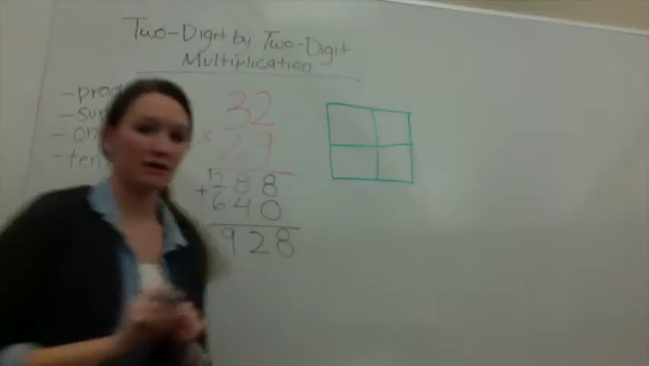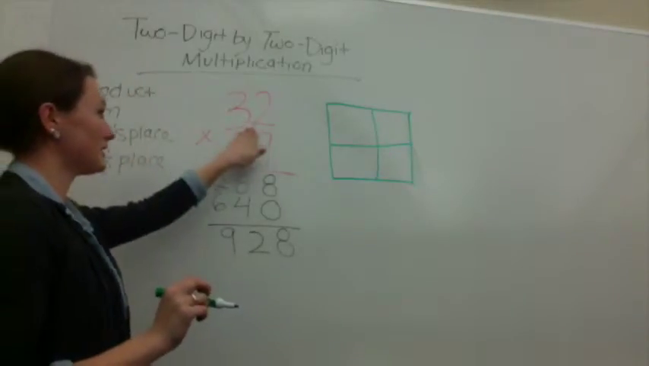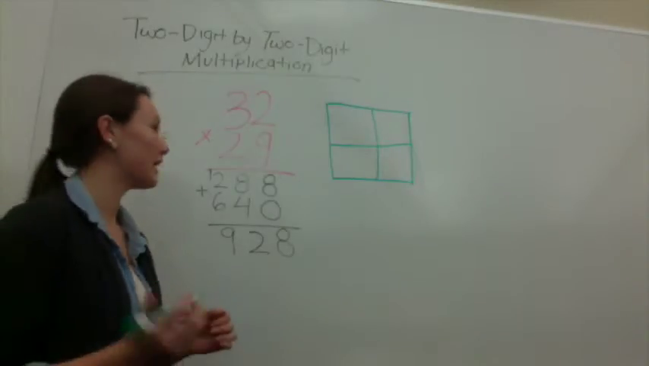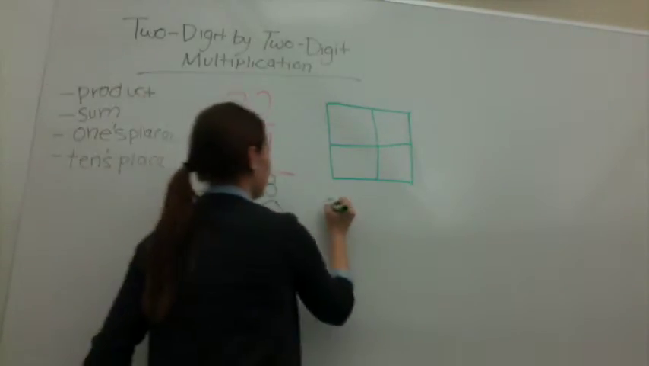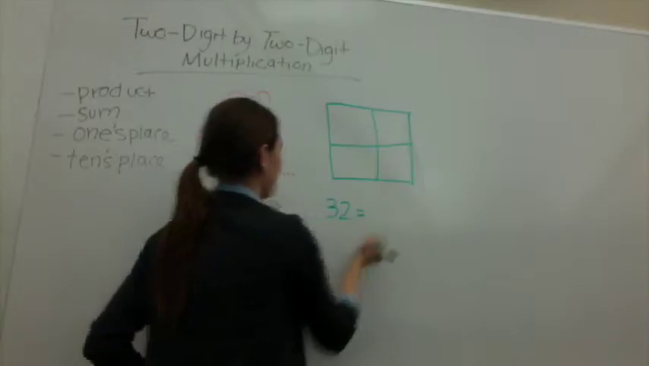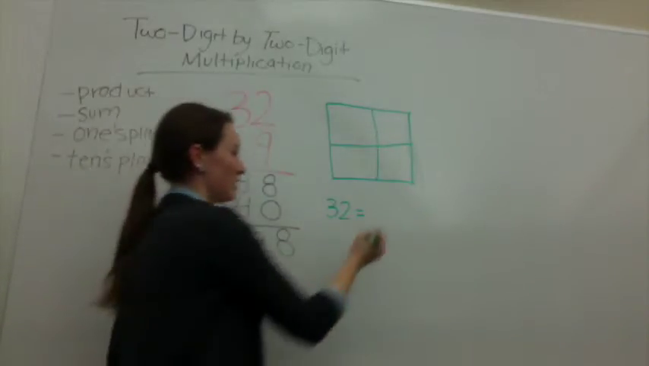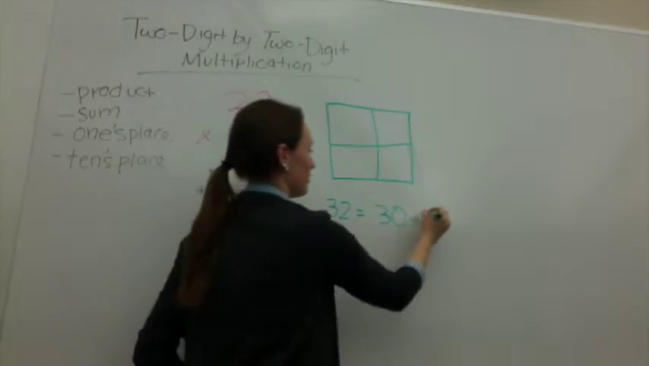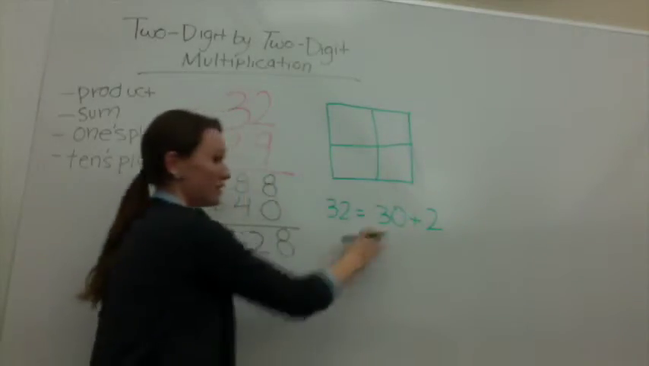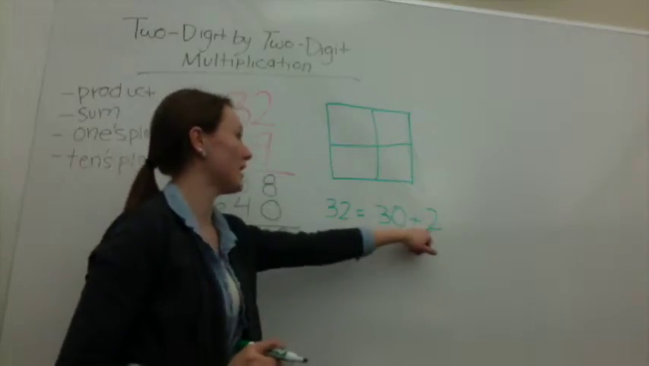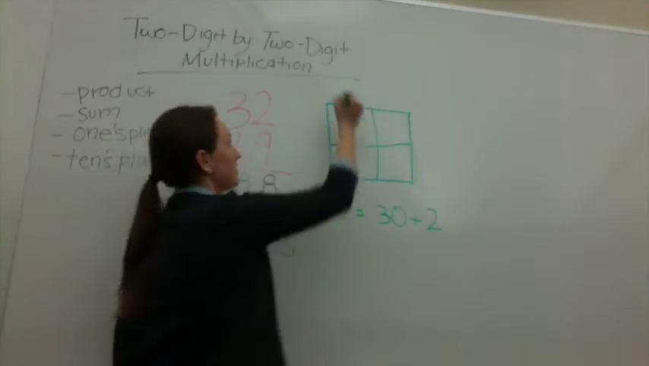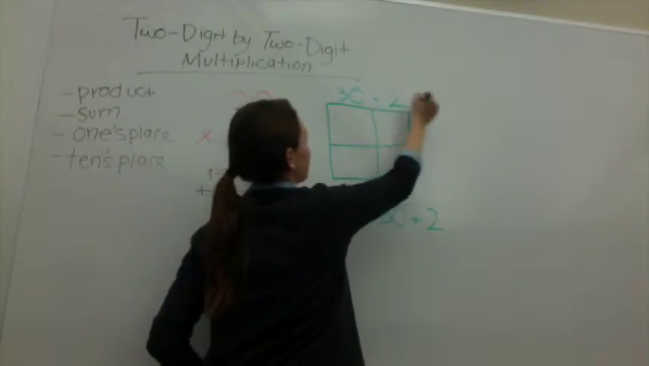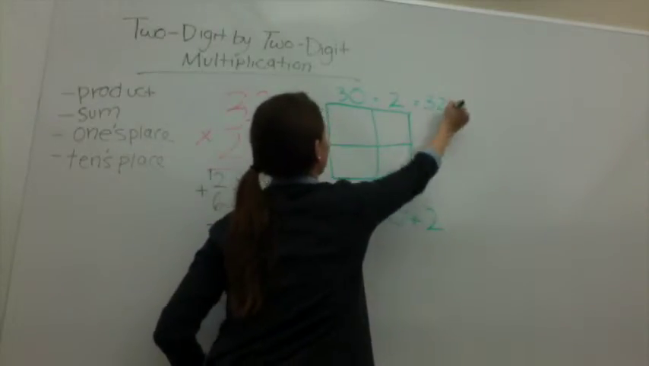Okay. Then you're going to break up your numbers, your 32 and your 29, into tens and ones. So 32 is equal to 3 tens, or 30, and 2 ones. Then you're going to write both your 30 and your 2 above the box. And again, this should equal your original number.